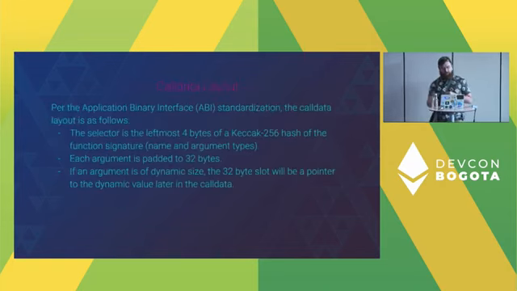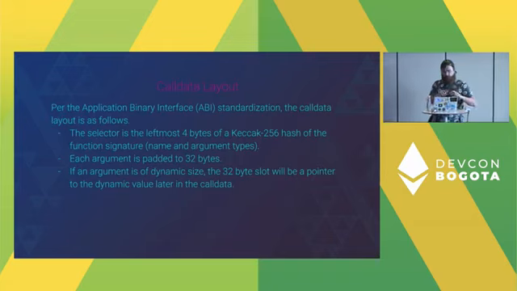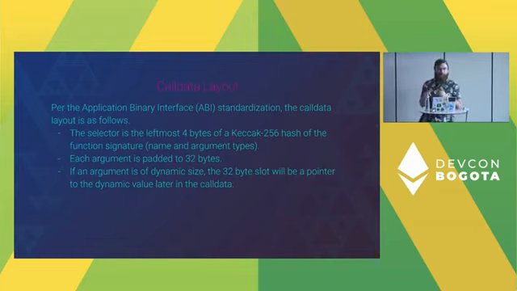So call data layout, per the Application Binary Interface, or ABI standard, the call data layout is as follows. First, the first 4 bytes are the selector of a function. And basically, this is the SHA-3 hash of a function signature. And that includes the name and then any argument types within that.